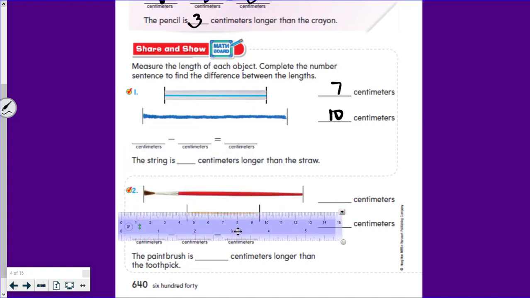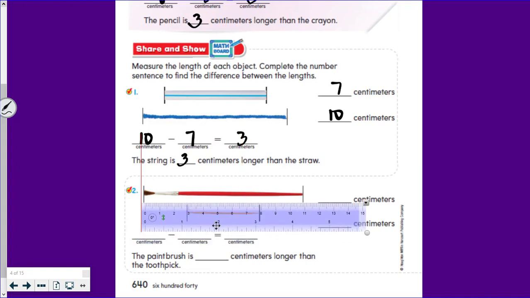I'm noticing that the string is longer than the straw. So that means I'm going to put the number 10 first, because that's the larger number, right? You can't take 10 from 7, but you can take 7 from 10. So 10 minus 7 equals 3. And so the string is 3 centimeters longer than the straw.